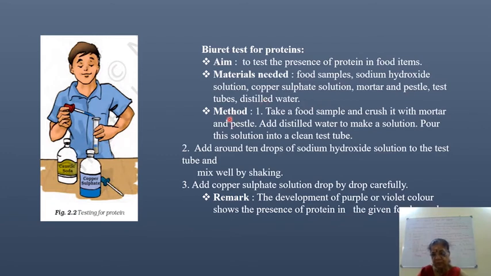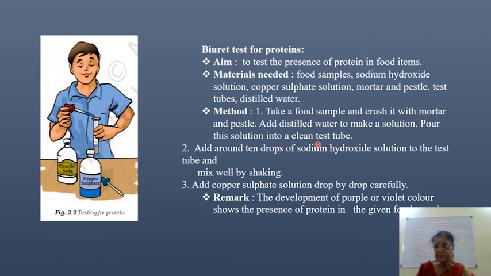Now what will you do? Take a food sample. In our lab we are going to take egg white, the watery portion. We don't need to crush it because it is already in liquid form, then add distilled water to make a solution. If the sample is solid, such as some variety of beans, we have to crush it in a mortar and pestle, add distilled water to make a solution, then pour the solution into a clean test tube.